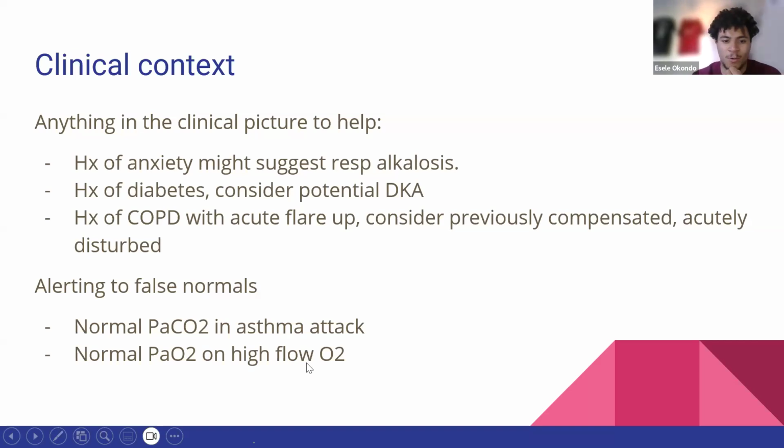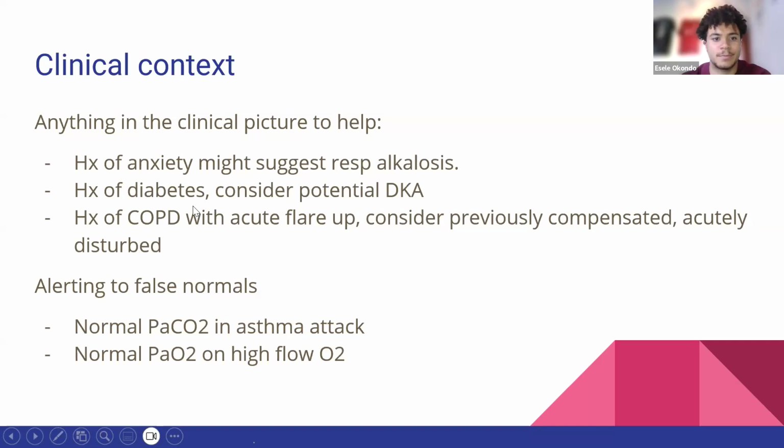And some false normals here. Normal oxygen while on high flow oxygen is a red flag, and a normal PaCO2 in an asthma attack is always, always, always worrying. The way it was told to me is, if a patient with asthma during an asthma attack has a normal CO2, then get on the phone to ICU. That's serious. It's life threatening stuff.